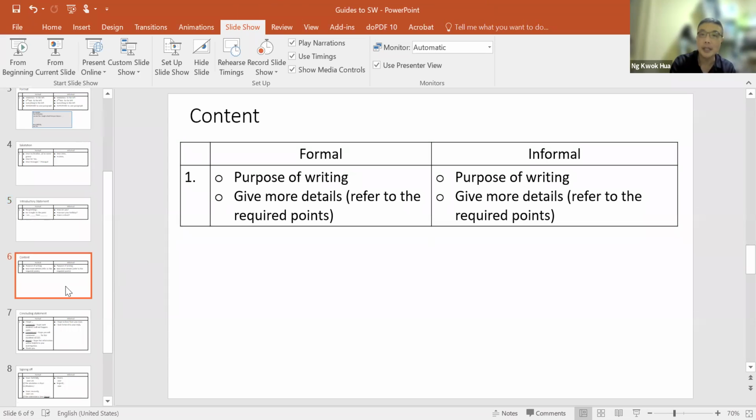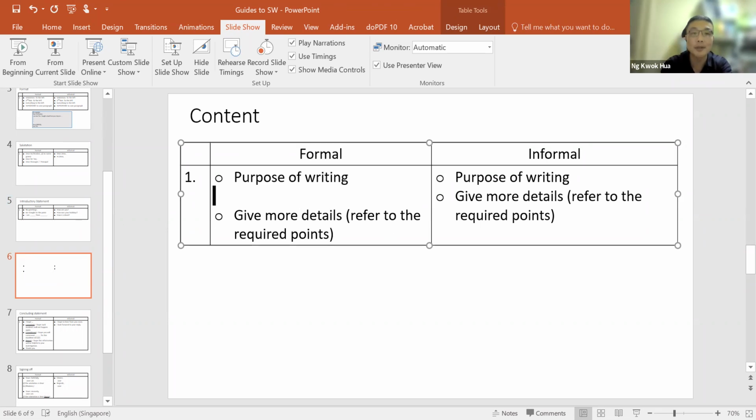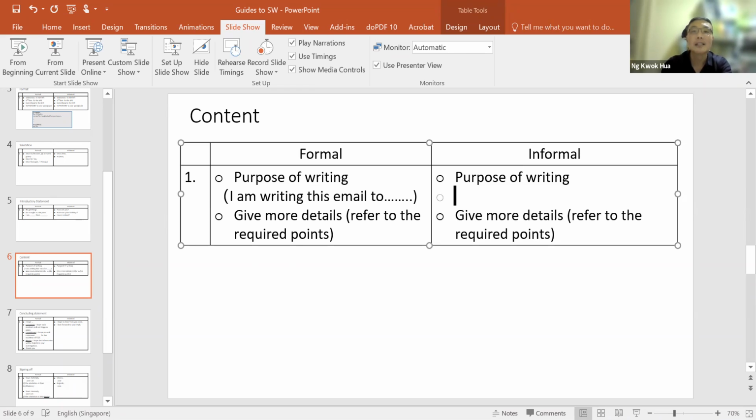Okay, next, the content. The purpose of writing is very important. So for formal, early on, I said, "I'm writing this email." Let me elaborate a little so that you know what the purpose of writing is. "I'm writing this email to..." For informal, in the last piece of practice paper, I still see "I am writing this note to tell you, to invite you to watch a movie." Hello, you don't speak this way to your friend. Who speaks this way to your friend? Nobody.